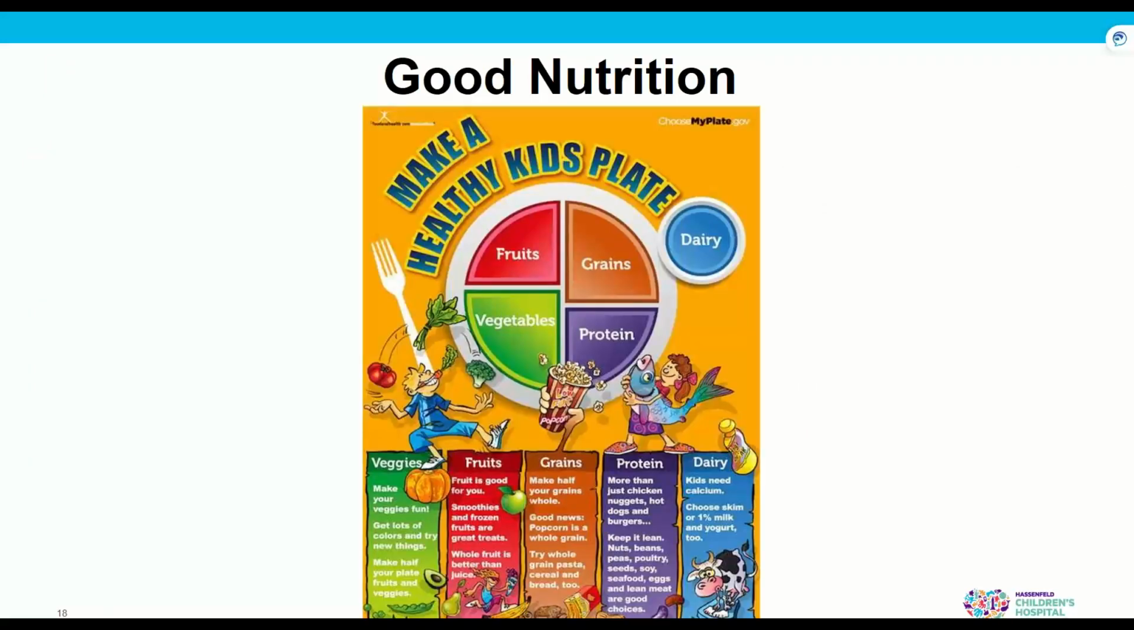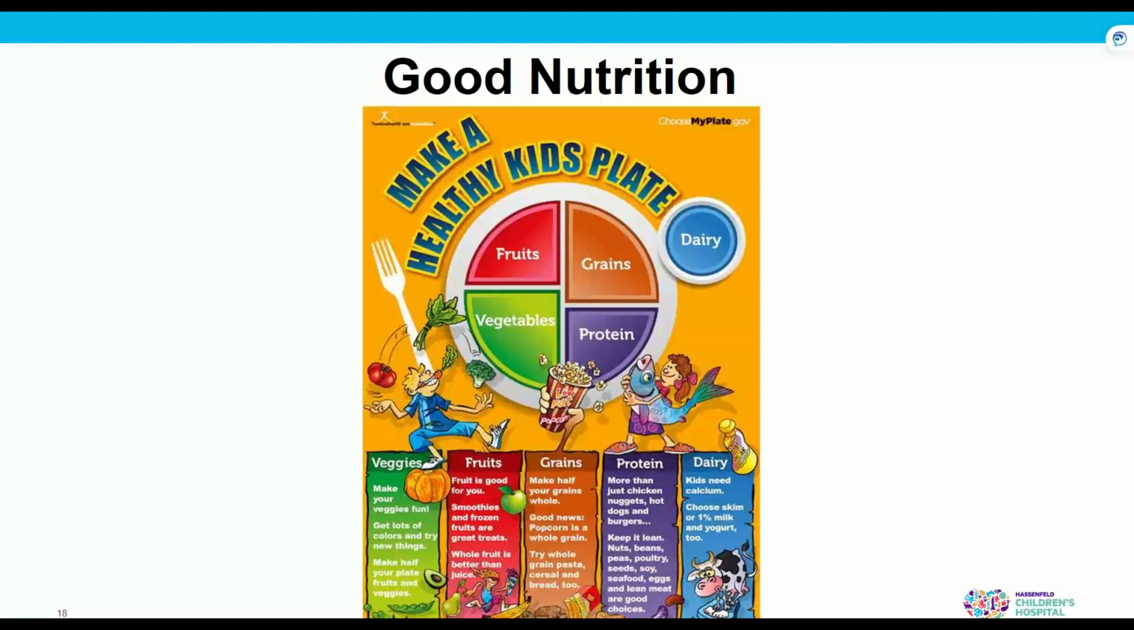So just switching gears, we'll talk about good nutrition. Before we talk about things specific for patients with cardiomyopathies and heart failure, it's always important to go back to your basics. So this is a nice little poster from choosemyplate.gov that I think just reminds us what we should aim for on our children's plates. Half should be fruits and vegetables, and there are nice tips at the bottom in terms of fruits: they can be smoothies, frozen fruits, and whole fruit is better than juice.